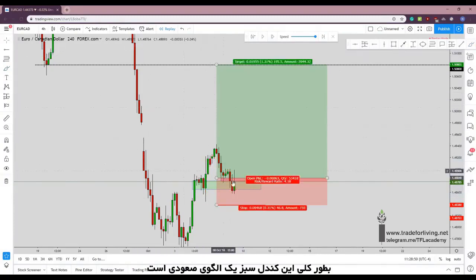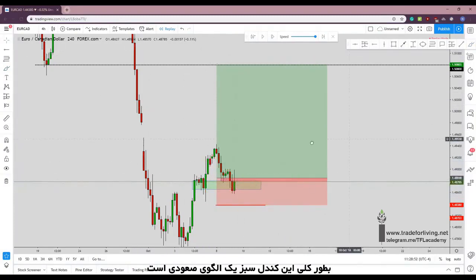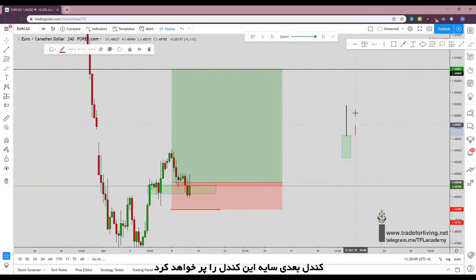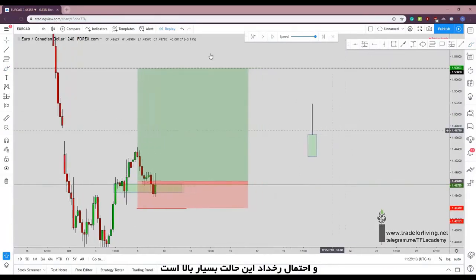I wanted to show you guys this. This green candle you see here is overall a bullish pattern. Every time you see a candle that looks like this, let me draw it better. Every time you see a candle that looks like this, the next candle will fill in the wick, and we have a high probability of this happening.